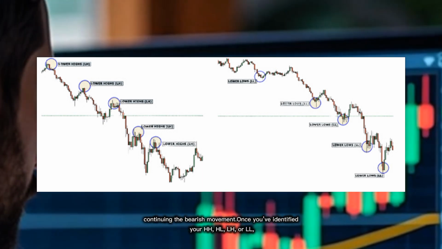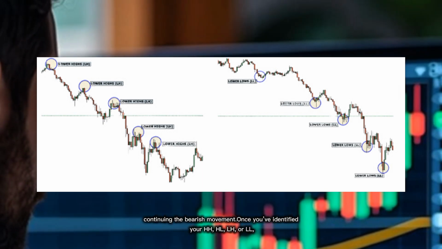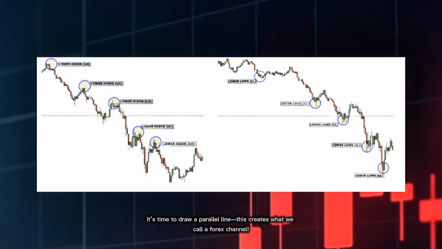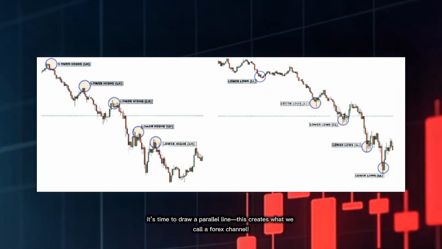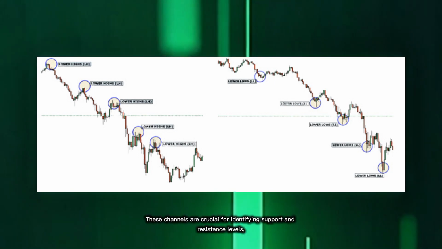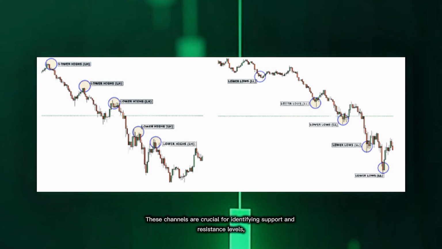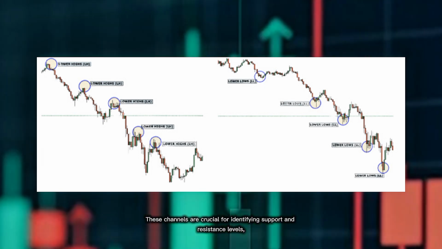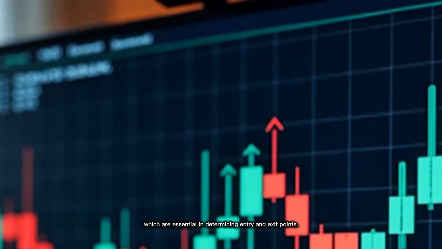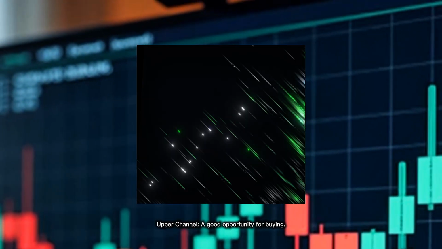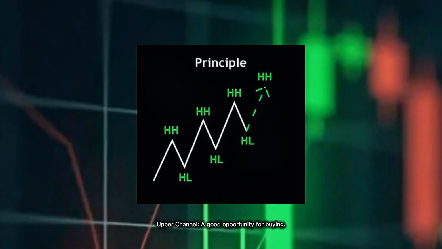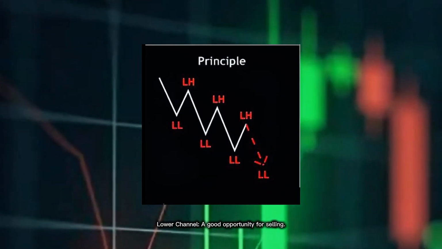Once you've identified your HH, HL, LH, or LL, it's time to draw a parallel line. This creates what we call a forex channel. These channels are crucial for identifying support and resistance levels, which are essential in determining entry and exit points. Upper channel, a good opportunity for buying. Lower channel, a good opportunity for selling.